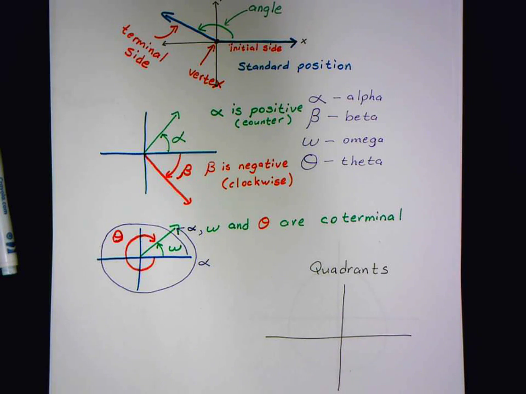Like you're meaning like 360 degrees is coterminal to 0 degrees? 360 is coterminal to 0, which is also coterminal to 720, which is also coterminal to negative 360.